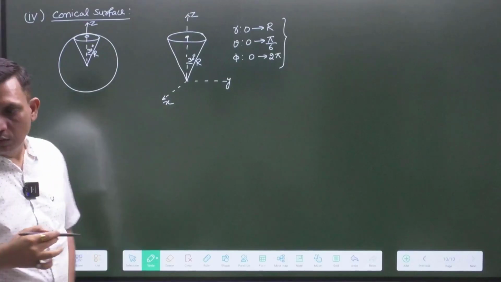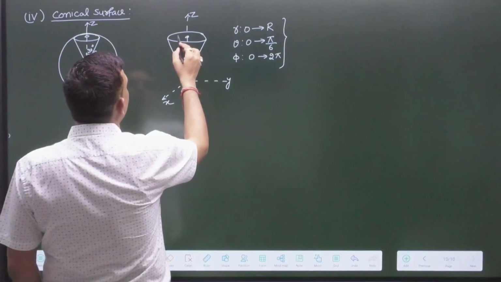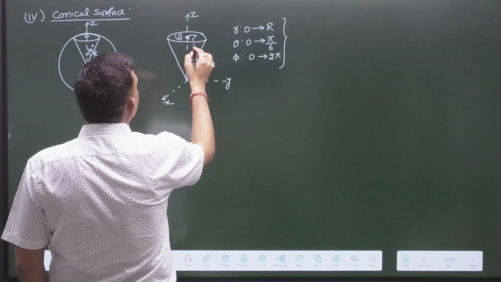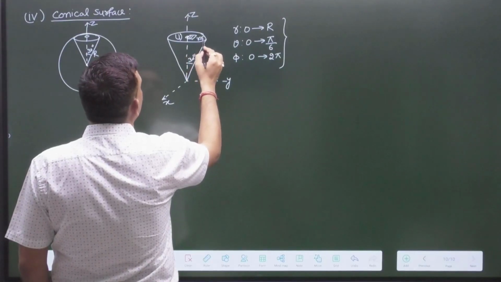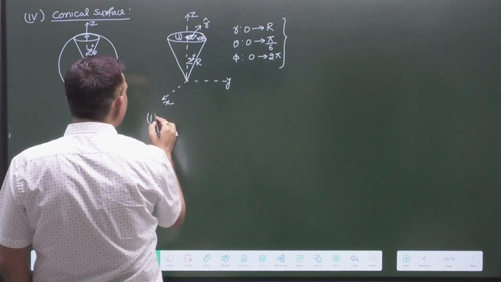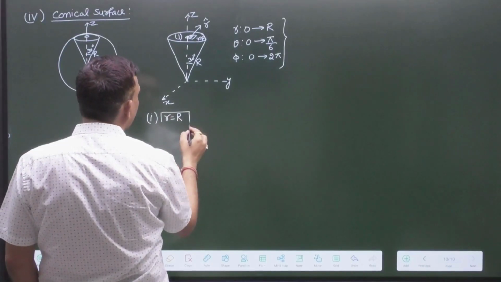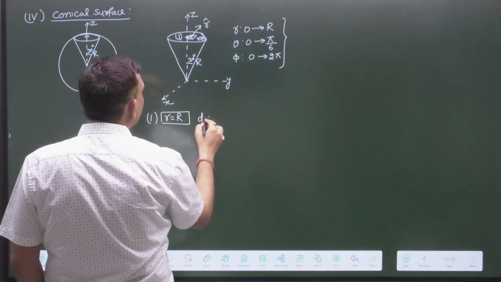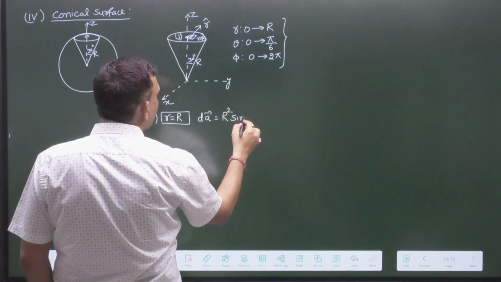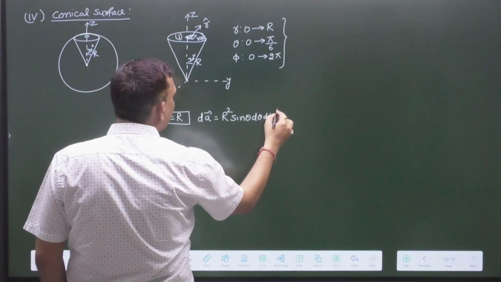Now this volume is surrounded by how many surfaces? Two surfaces. Surface 1 is R is equal to R surface. So what will be the area element? You can directly write R squared sin theta d theta d phi r cap.